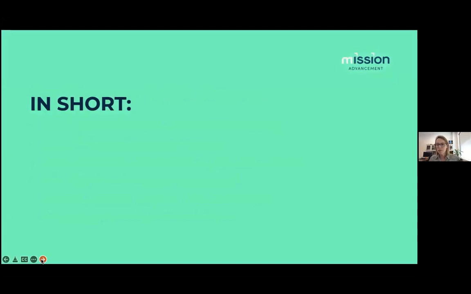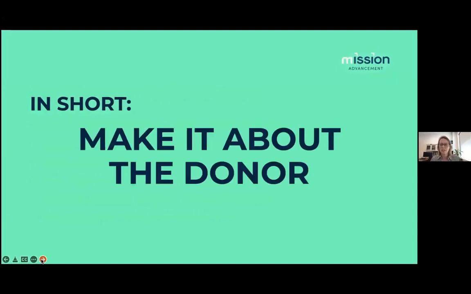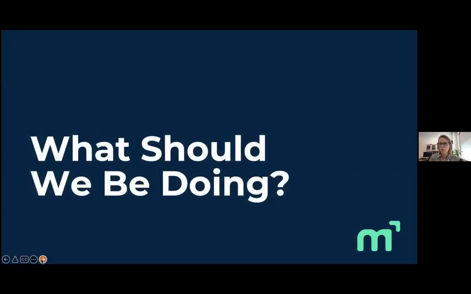So in short, the moral of the story here is that you make it about the donor, and learning about the donor in the relational process ultimately should yield not just larger investments from the donor, but more impactful and exciting investments for them, because now you've connected what they really care about with something very specific in your mission. And maybe you've taken a donor that started buying auction items at an event and really transformed that into a different type of relationship. So what should we be doing?